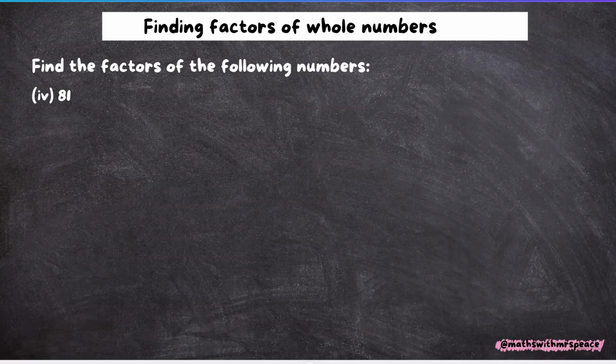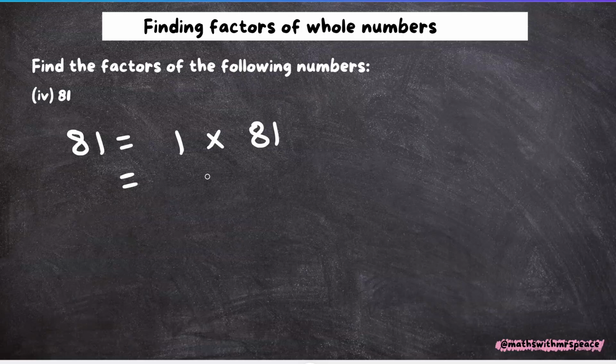To list the factors of 81 in the same way we've done for the rest, we're going to say that 81 is equal to 1 times 81. Like I said, when you see an odd number, don't bother trying 2, just move on and try the next odd number. So 81 divided by 3 is going to give us 27. You can try that if you want. So we are going to say 3 times 27.